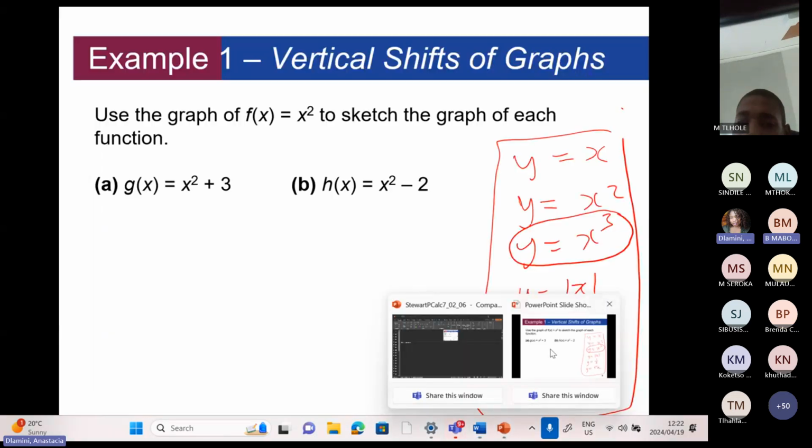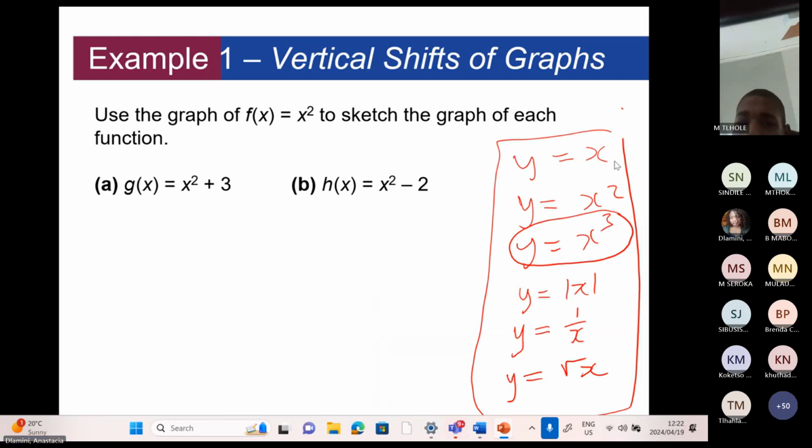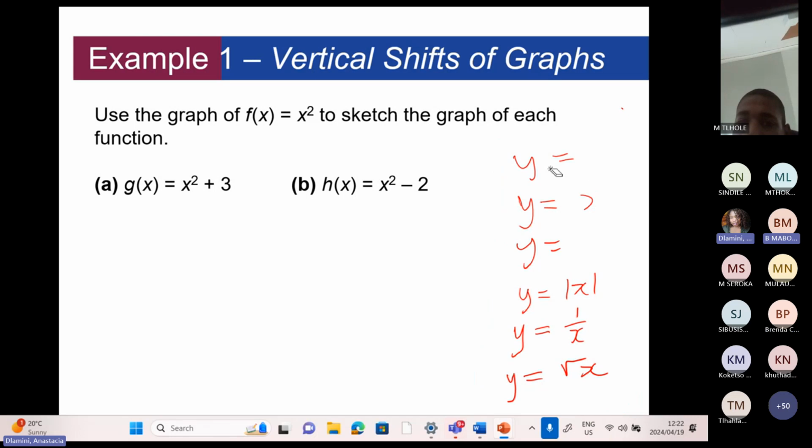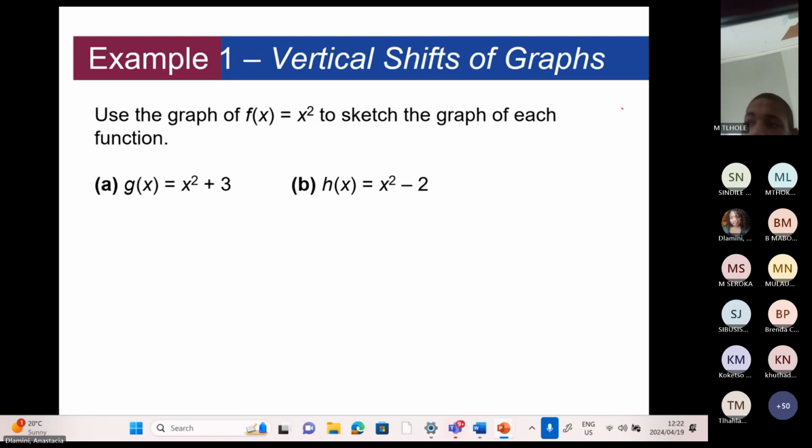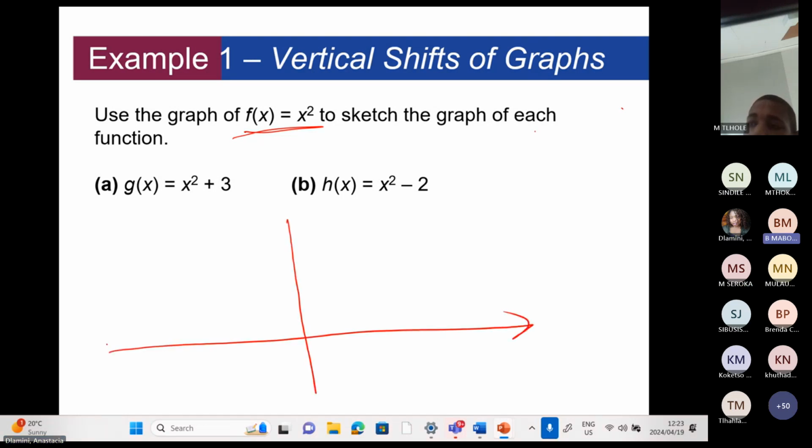Okay, so now let's go back. Now you are good with parent functions, isn't it? Yes, ma'am. So this one. They say use the graph of f of x equals x squared to sketch the graph of each. So let's start with this one. The first one, we know it's a parabola, isn't it?